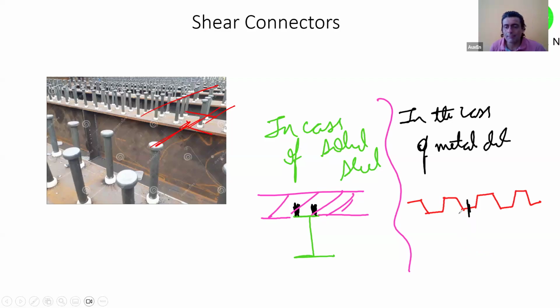In case of solid slab, you are putting the connectors first, then you are putting your formwork, then you are going to top it up with RCC topping. In case of metal deck profile, you will put your steel beam, you will lay down your metal deck, and then from the top you will put these connectors.